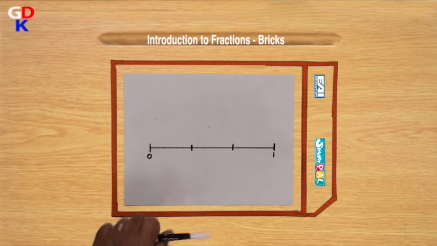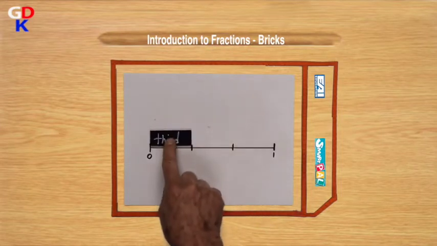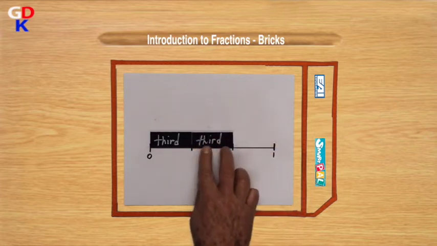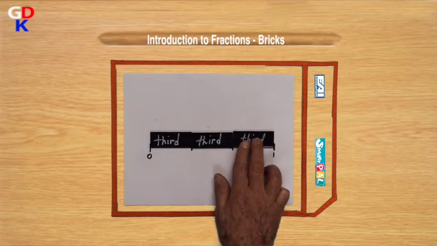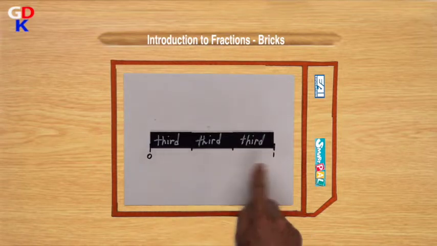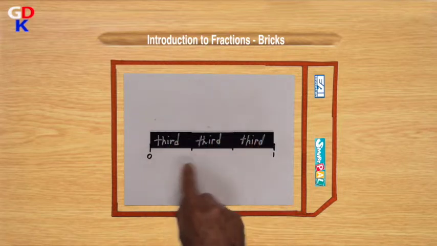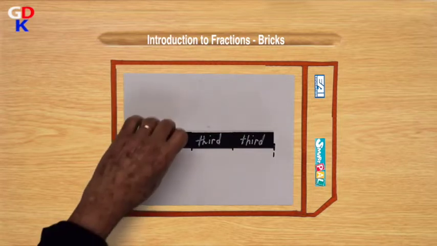And now let's look at 0 to 1. And 0 to 1 is going to be 1, 2, 3/3. So from 0 to 1 is the same as 1, 2, 3/3. The distance from 0 to 1 is actually 3/3.